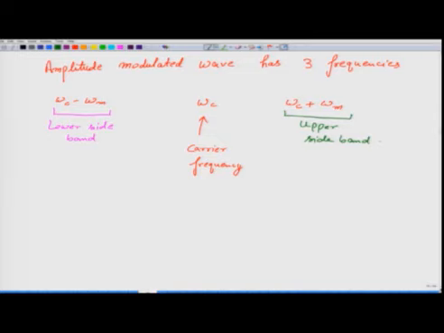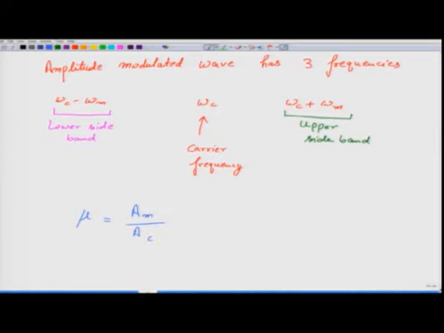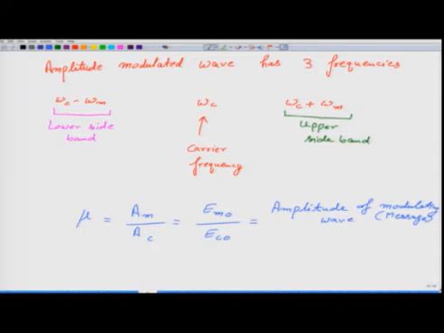We were then discussing the pictorial representation of amplitude modulated waves, and in defining this amplitude modulated wave we also defined a quantity, the modulation index, which we represented by mu, where mu was given as the amplitude of the modulating wave divided by the amplitude of the carrier wave, or in terms of our representation it was equal to Em0 divided by Ec0, which is equal to the amplitude of the modulating wave, meaning our original message wave, divided by the amplitude of the carrier wave.